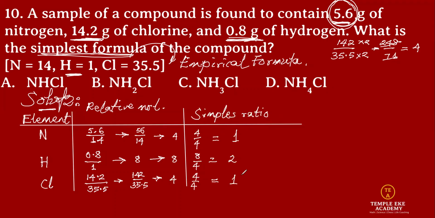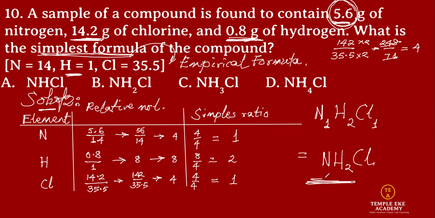So now we have the simplest ratio of atoms: 1 atom of nitrogen, 2 atoms of hydrogen, and 1 atom of chlorine. But these suffixes 1 are not allowed, they're not written in the chemical formula of a compound. So we write nitrogen 1, hydrogen 2, and of course chlorine 1, which we don't need to write. Our final answer is NH2Cl. Very simple. And the correct option will be right there, option B.